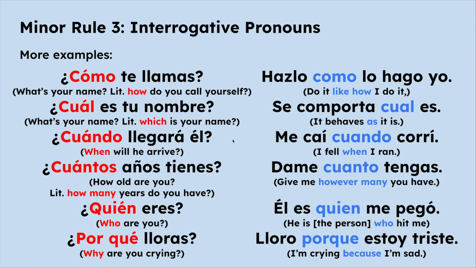Now, ¿Cuándo llegará él? When will he arrive? The cuándo here is being used to ask a question, so accent mark needed. Me caí cuando corrí. I fell when I ran. Now here, the cuando doesn't need an accent mark because I'm just using it to point out like when that thing happened. I'm not using it to ask a question. So yeah, you can take a look at these examples. If it's being used to ask a question, then accent mark needed. If it isn't being used to ask a question, then no accent mark needed. ¿Por qué lloras? Por and qué, 2 separate words with the accent on the qué means why. Porque without the accent and 1 word means because. So yeah, that's it for minor rule number 3.